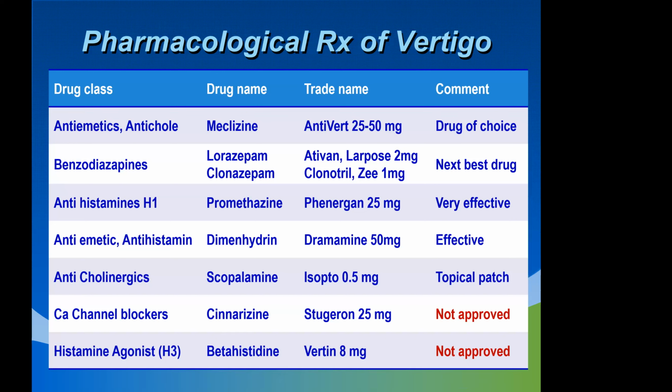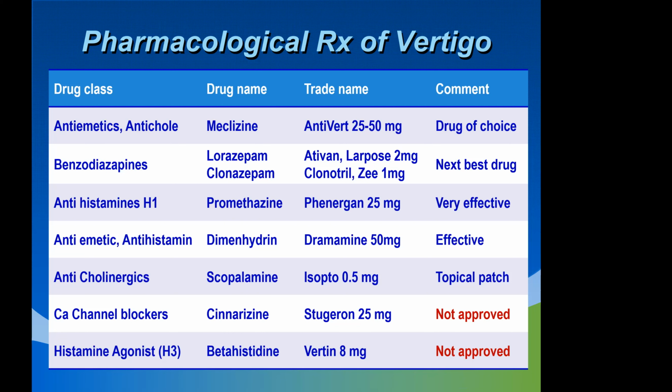Pharmacological treatment. What are the drugs that I can use for treatment of vertigo? Here you have only 1 or 2 drugs in your hand. Always cinnarizine and betahistine. These are not approved for vertigo. US FDA does not approve cinnarizine and betahistine for vertigo. They are vestibular sedatives. Okay.